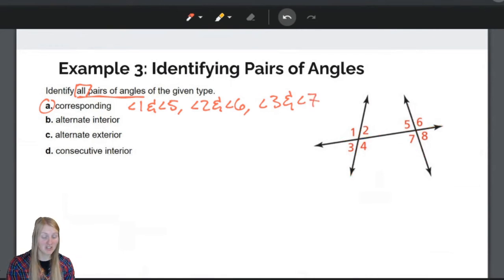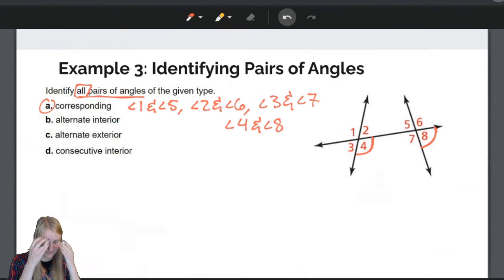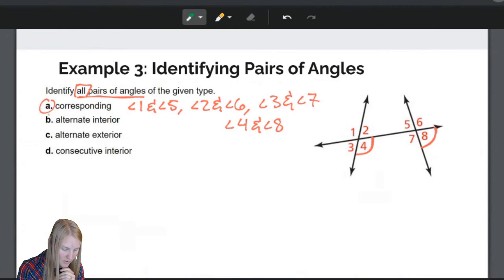And yes, there is another one. Angle 4 is on the bottom right, and angle 8 is on the bottom right. So also, angle 4 and angle 8 are on the bottom right. So they are corresponding. Okay, new color.